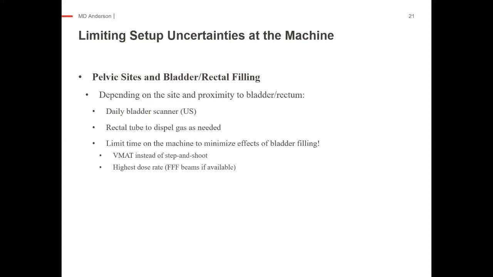So this would be using arcs instead of step and shoot, trying to minimize any couch kicks or non-coplanar beams, and trying to maximize the output of your machine, using the highest dose rate, or FFF beams if you have them. So that's basically the overview of the patient setup, immobilization, and managing motion. Are there any questions about that before I go on to image guidance?